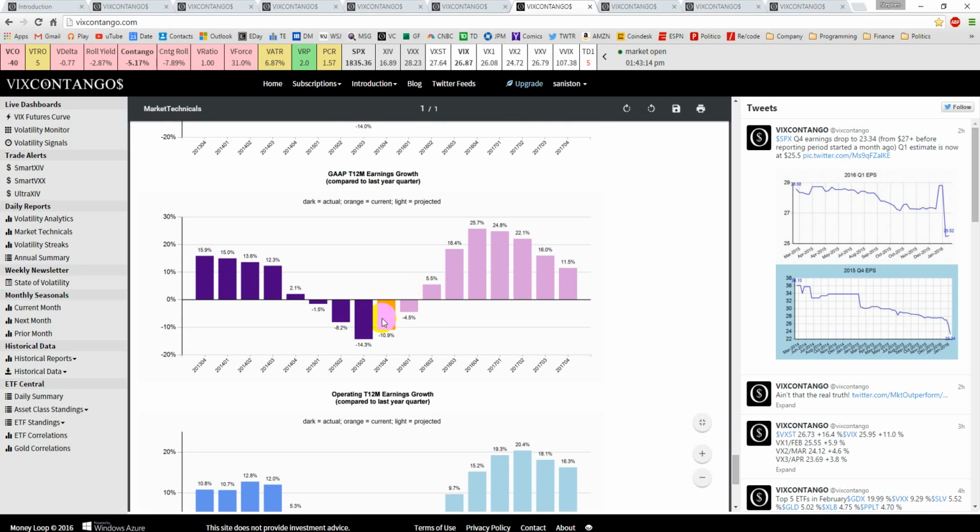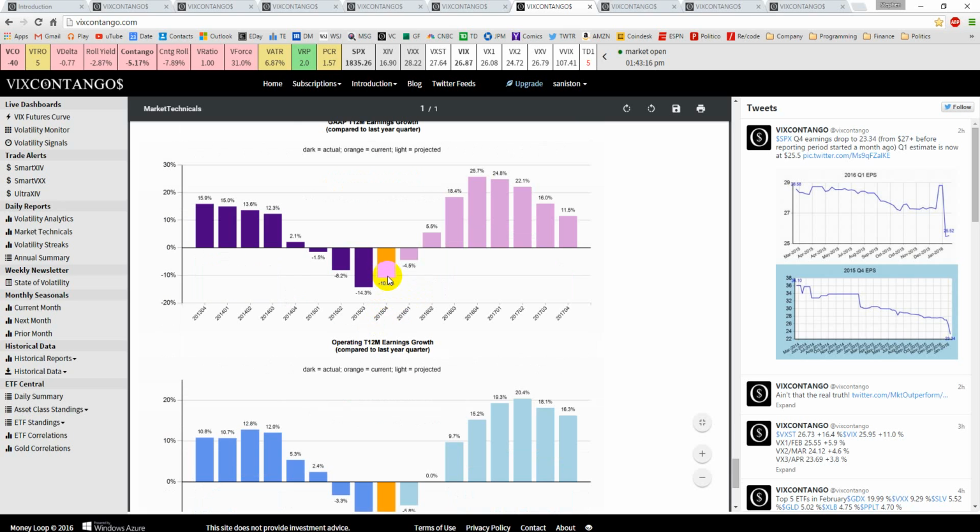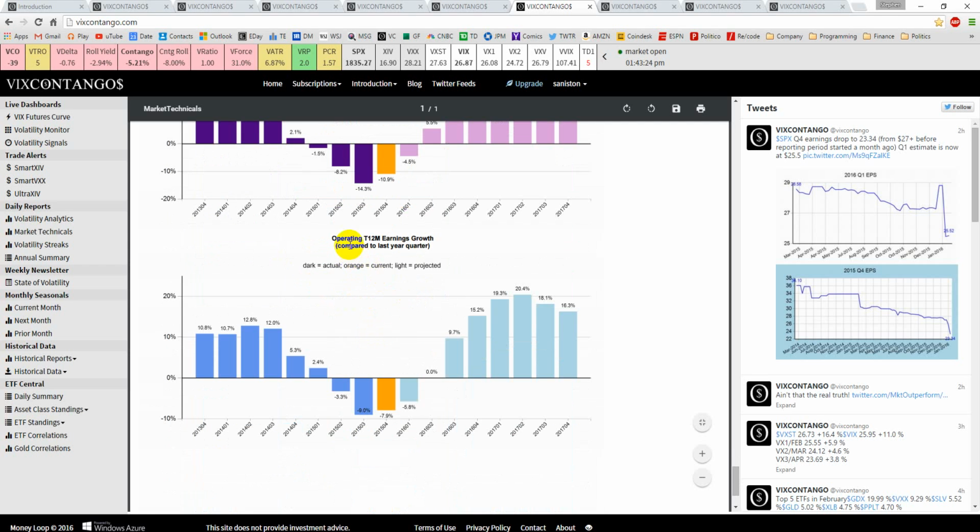So in this case, trailing 12-month earnings are down 10% from the last year quarter, fourth quarter, and we also have operating trailing 12-month earnings growth as well. So in this case, trailing 12-month operating earnings are down almost minus 8% from the fourth quarter of 2014.